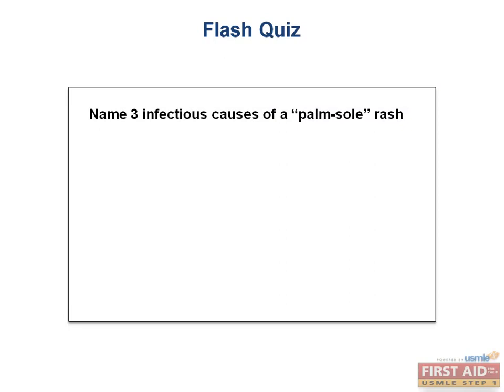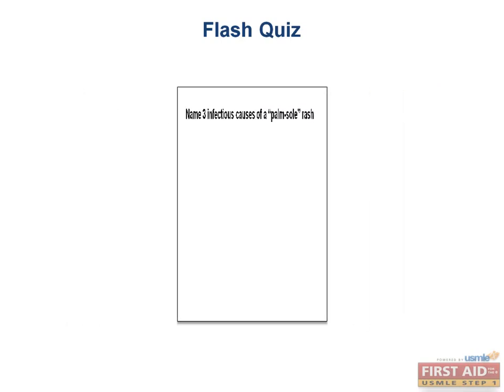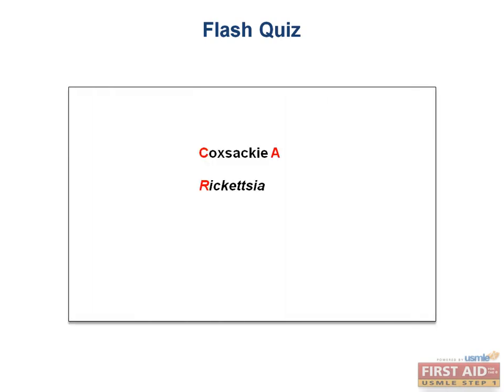Okay, last flash quiz of the day. Name 3 infectious causes of a palm sole rash. Remember, this is a very specific type of rash. And our answers are Coxsackie A, which you'll discuss in the virology section, rickettsia, and syphilis.